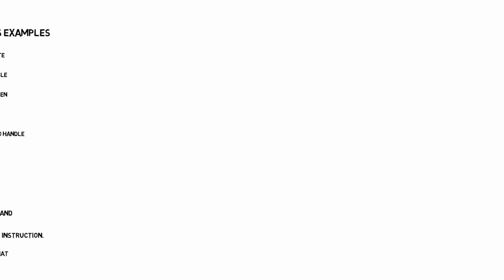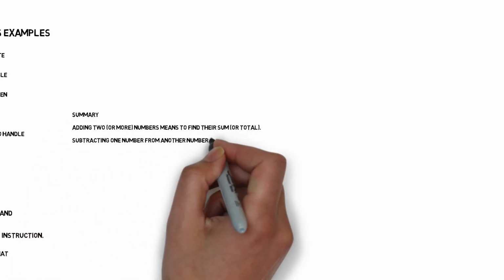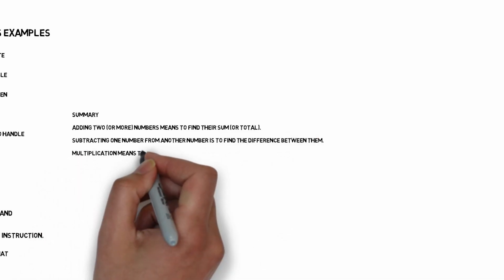For a summary, adding two or more numbers means finding their sum or total. Subtracting one number from another number is to find the difference between them. Multiplication means times or repeated addition. A product is a result of multiplication of two or more numbers. Division undoes multiplication.